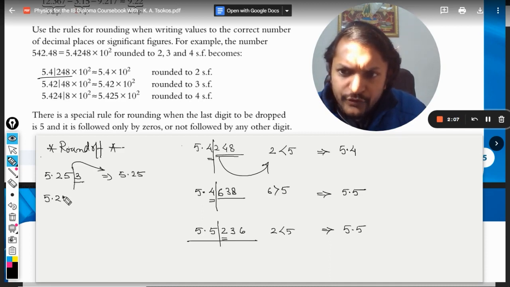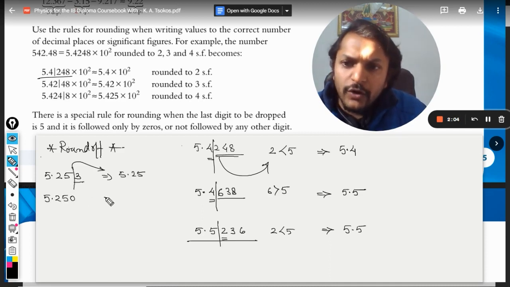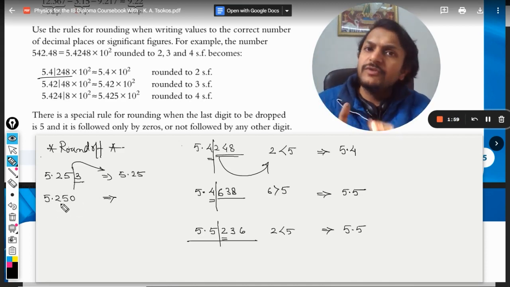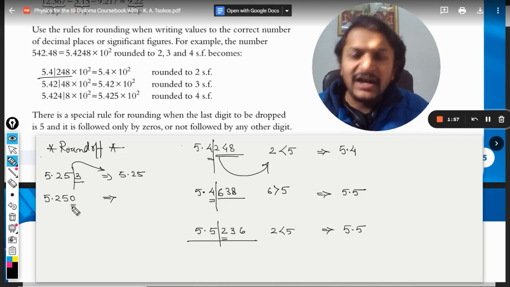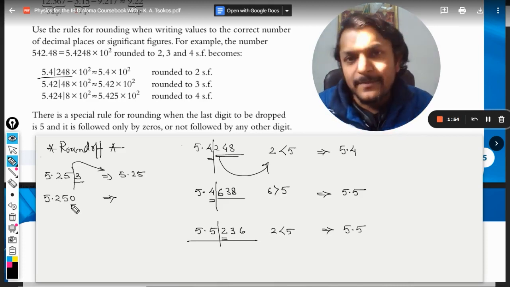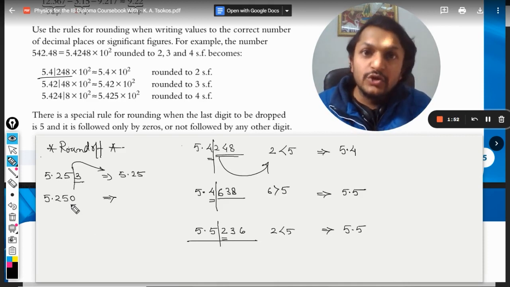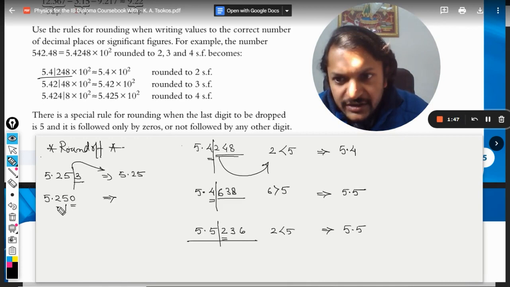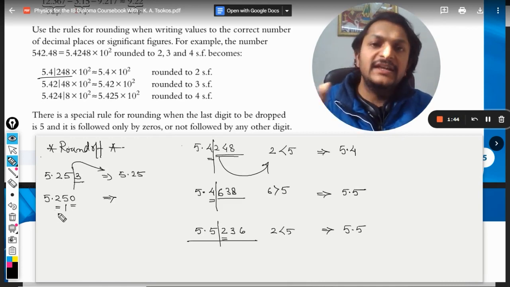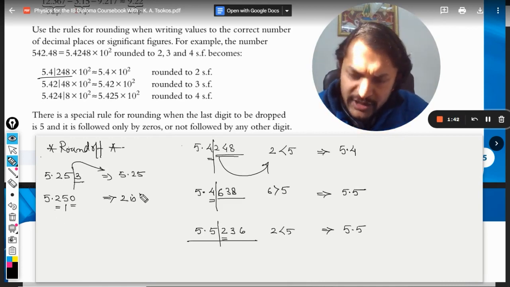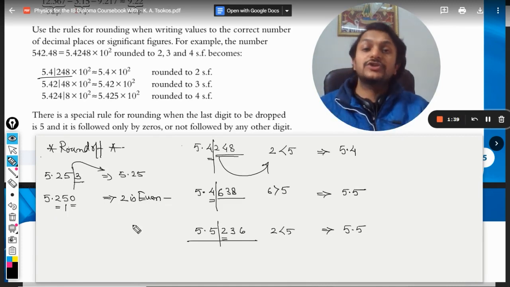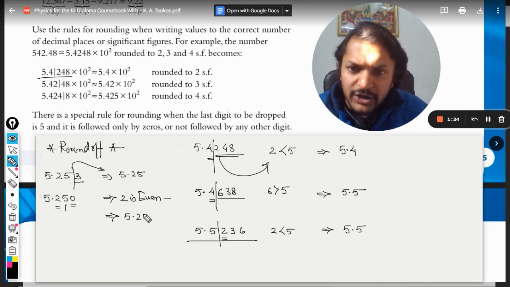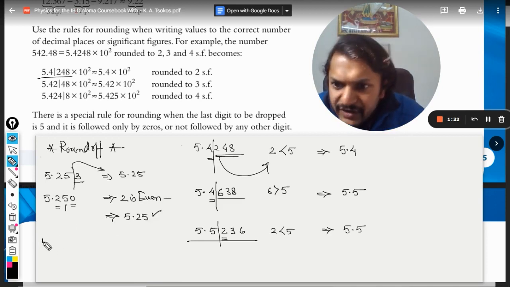This is known to us, but the problem is if instead of 3 we have 0, 5.250, and now we want to reduce it to three significant figures only. There are four significant figures here, so we want to drop this 0. So what are we going to do in this case? Here we have a rule which is known as the odd-even rule. What is that? If the preceding digit before 5 is even, like 2 is even, we are not going to change any of the digits, so our answer will be 5.25.